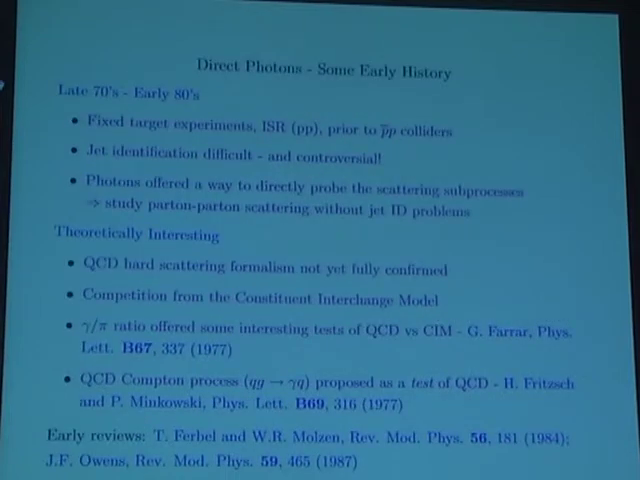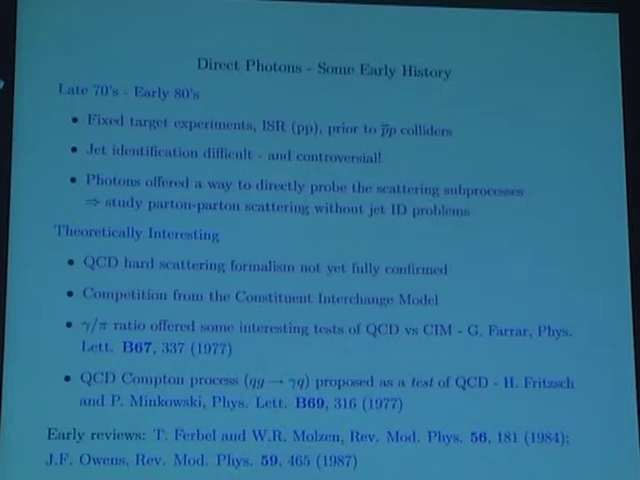Okay, so what's some early history? You have to really go back to the time of the ISR in the late 70s, the early 80s, and fixed target experiments. The ISR, which was a proton-proton machine, all were running prior to the P-bar-P colliders. And the point is that at the energies that were then available, jet identification was both difficult and controversial.